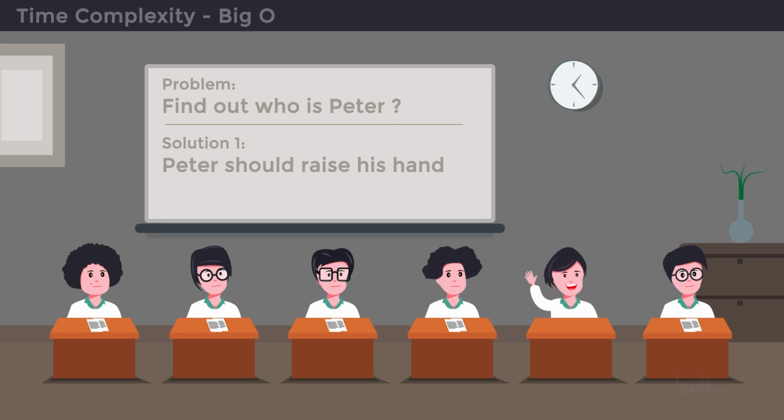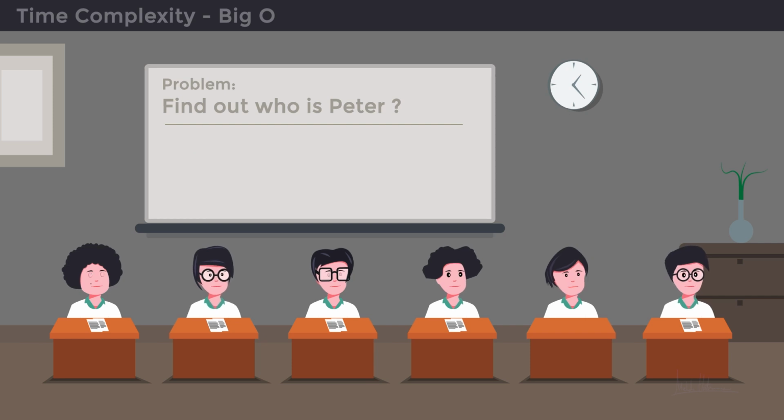In this case, finding Peter in a classroom is a constant time operation, because regardless of the total number of students, you can identify Peter by directly asking, and the process is not dependent on the size of the input.